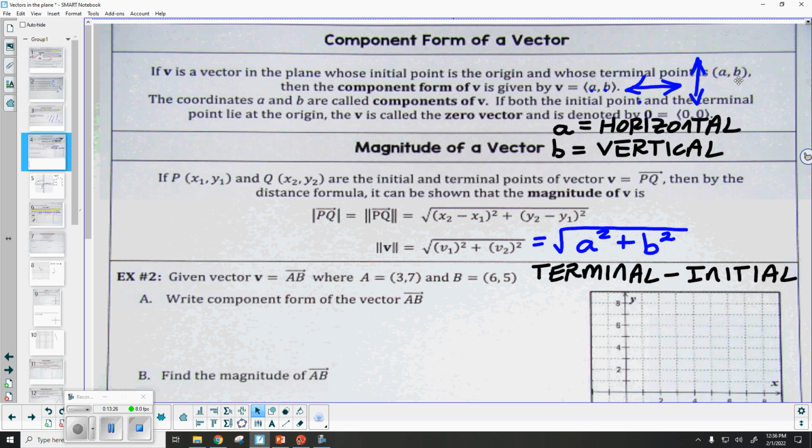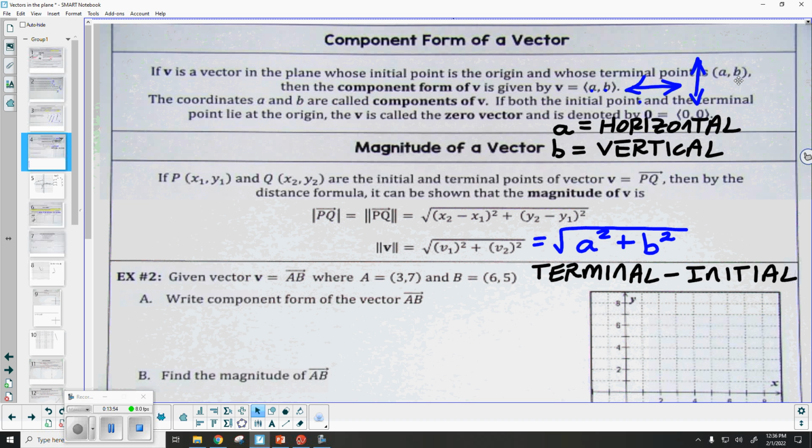Now, there's a lot we can do with component form. For today, it's just going to be a set of directions. Okay, the component form will tell me exactly how to get from the tail, the initial point of a vector, to the head, the terminal point of a vector. And you'll see that in just a second. The coordinates a and b are called components of v. If both the initial point and the terminal point lie at the origin, then the vector v is called the zero vector and is denoted by (0, 0).